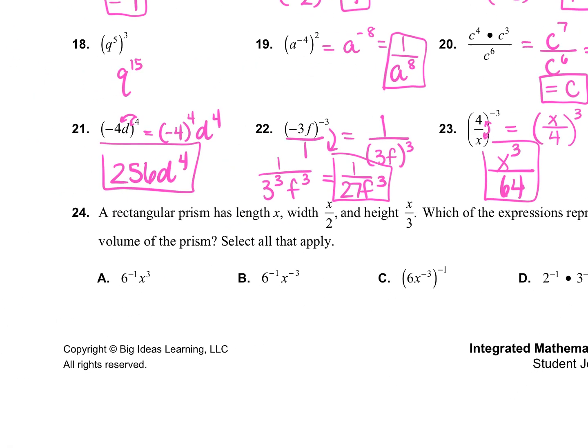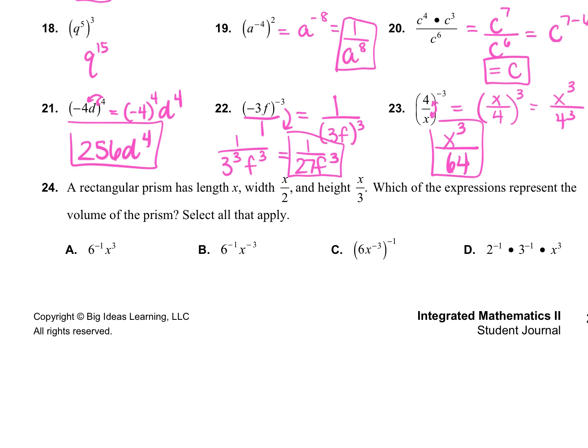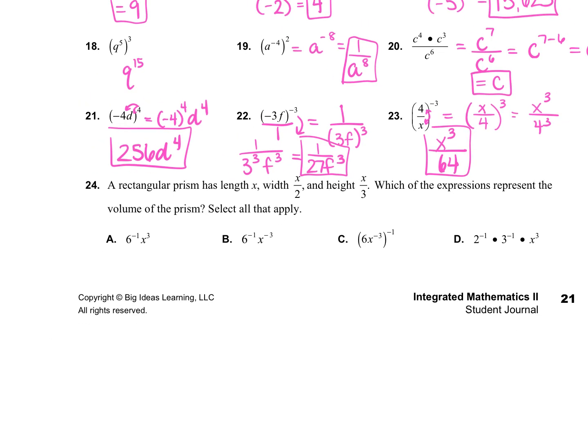And then this last one, a rectangular prism has a length, width, and height there. Which expression represents the volume? So volume is equal to length times width times height. So we would go x times x over 2 times x over 3. Now we've got a lot of kind of weird stuff happening here, right?